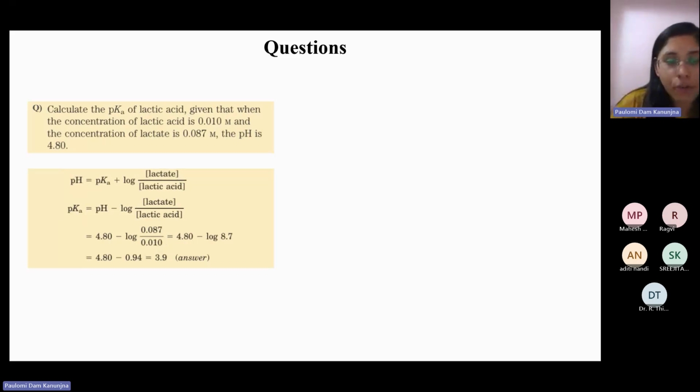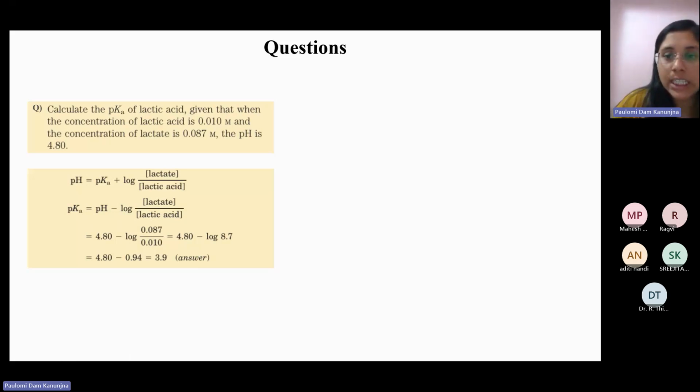So putting the same formula, pH is equal to pKa plus log of lactate, which is the proton acceptor, by lactic acid, which is the proton donor. If you want to calculate pKa, you take pKa on the left side, pH goes to the right, it becomes minus log. You substitute the values, you get 3.86, 3.866, 3.87, or round it up to 3.9.